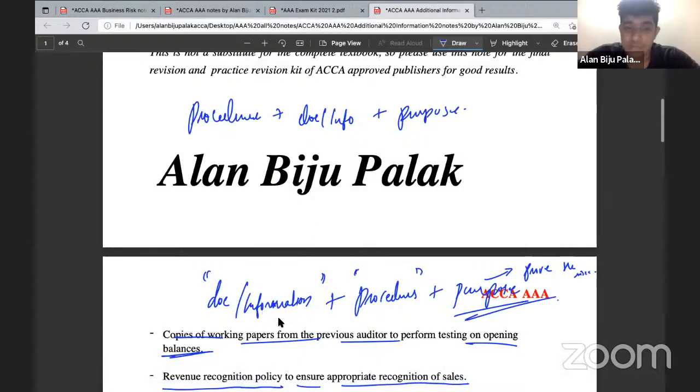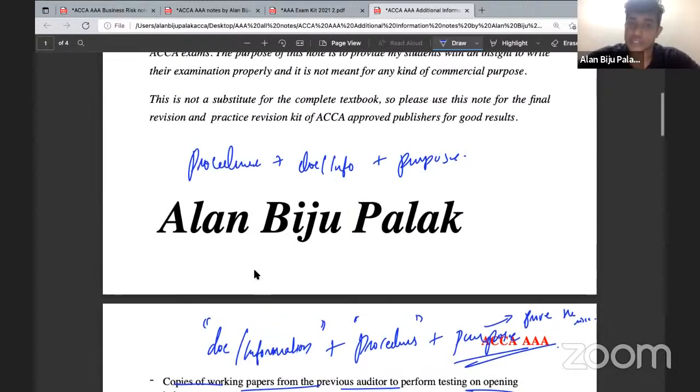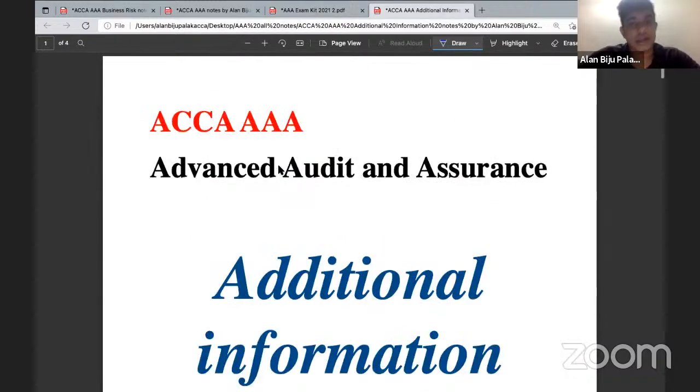When writing the additional information, the only thing that you need to focus on is the procedures, additional information. You need to focus on the documents and the information, and you will be writing the procedures after that, and finally the purpose. And when it comes to the audit procedures, you will be writing the procedures on the first page. Then next you will be including the details of the documents, and finally the purpose will also be mentioned. So this is how you will be writing additional information, and this is how the 50 marks question's major areas are being covered.